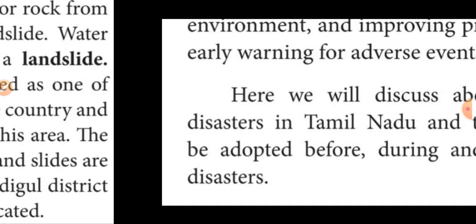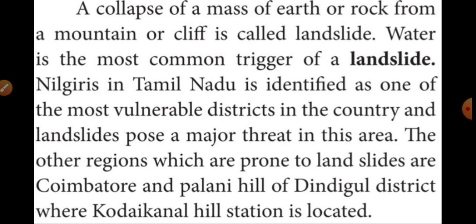The first one is landslide. Listen very carefully, students. A collapse of a mass of earth or rock from a mountain or cliff is called a landslide. Collapse means to break into pieces suddenly. That means the earth or parts of rock will break. Some of the mountains will break suddenly, and a cliff, meaning a steep area of rock, also breaks. This is called a landslide. That means the breaking of earth, rocks, mountains or cliffs is called a landslide.